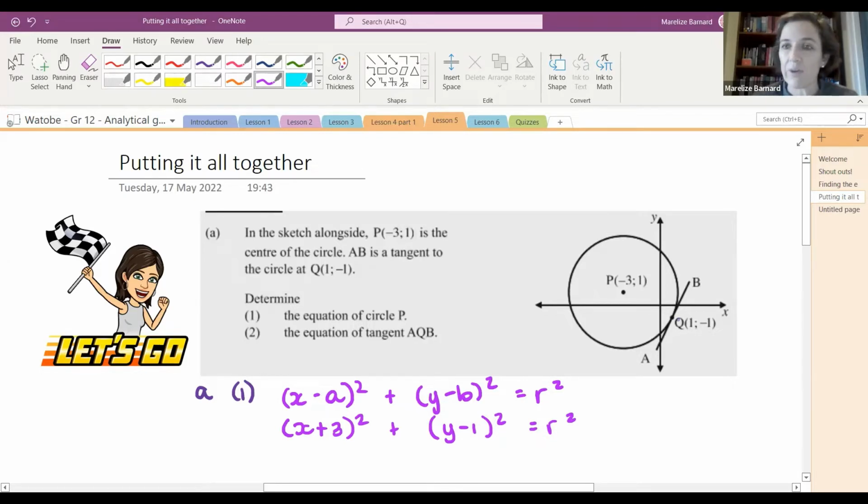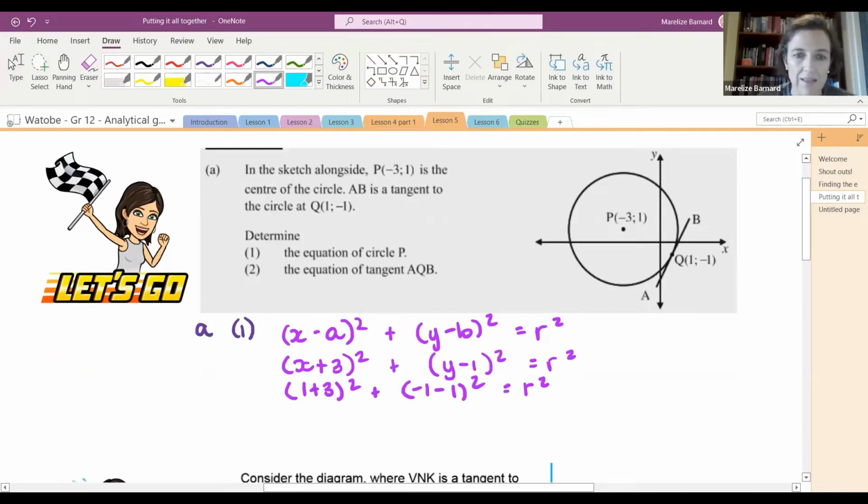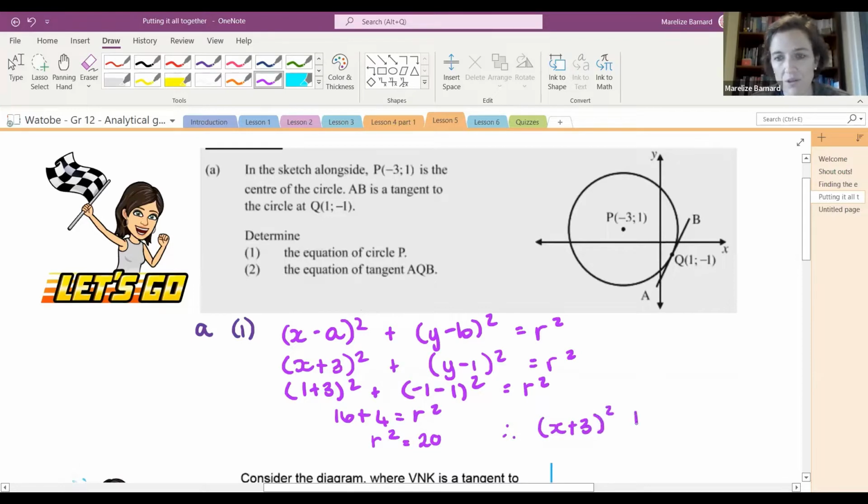To calculate r squared, we are going to sub in the point Q, 1 and minus 1. And that's going to be (1 plus 3) squared plus (minus 1 minus 1) squared is r squared. And then I get 4 squared is 16 plus minus 2 squared is 4, and that's r squared. So r squared is 20. Put it all together, end off nicely by giving the full equation of the circle. (x plus 3) squared plus (y minus 1) squared is equal to 20. Okay, great.